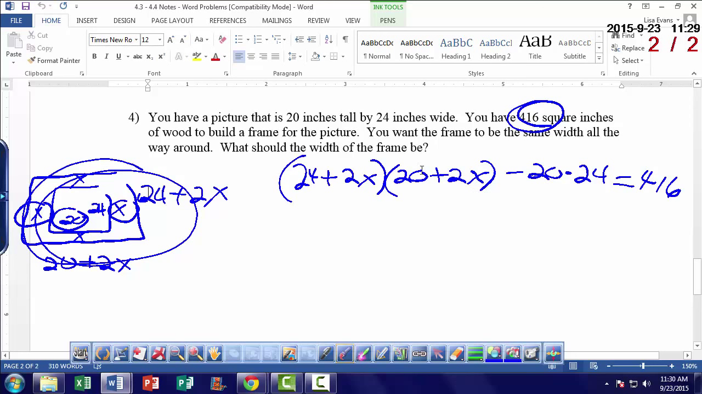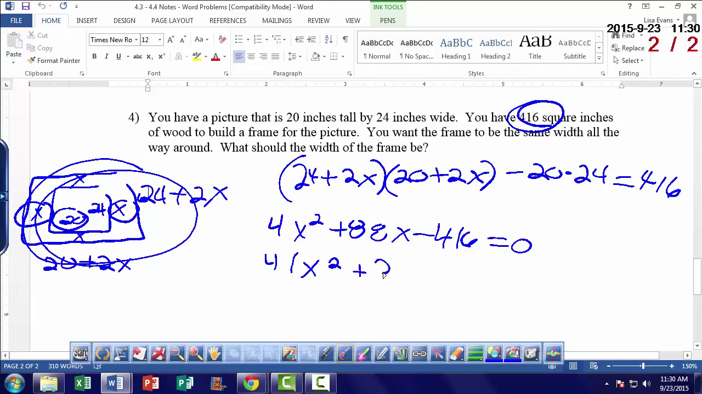Now again, we're going to go ahead and multiply this all out, get it equal to 0. I'm going to go ahead and just write that. We'll focus on the factoring. 4x squared plus 88x minus 416 equals 0. So notice what I did. I FOILed it. I added my like terms. I moved the 416 over. Now this one, we can take a GCF of a 4 out, which is nice because that's going to make our factoring easier.